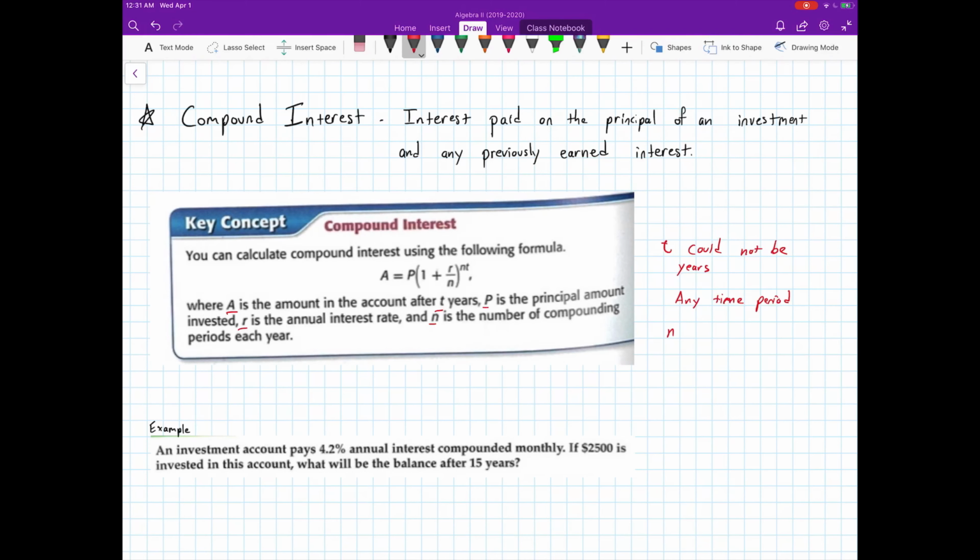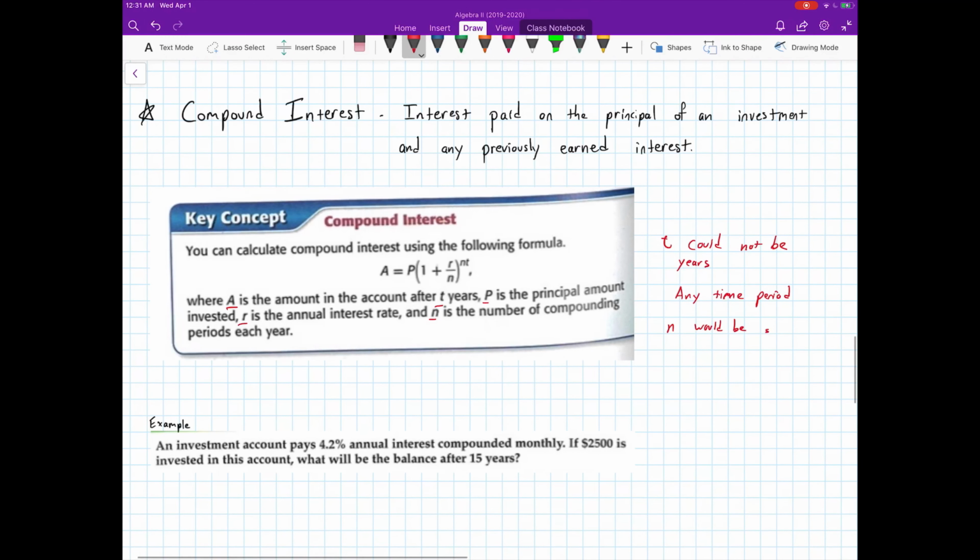And in that case, N would be just some partition of that time period. So you could think of it maybe T could be an hour, and if your bacteria is compounding or your money is compounding every minute, N could be a minute. So that would be 60 for that one, and T would be the number of hours.